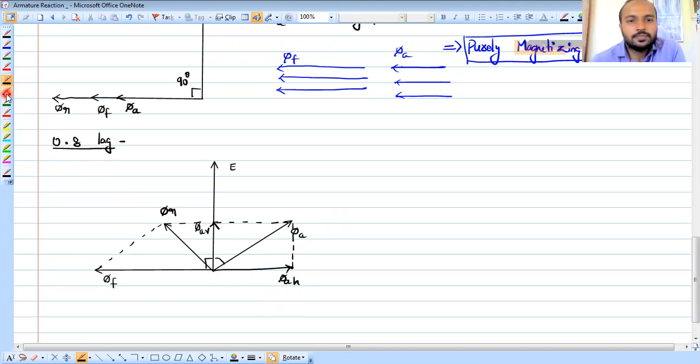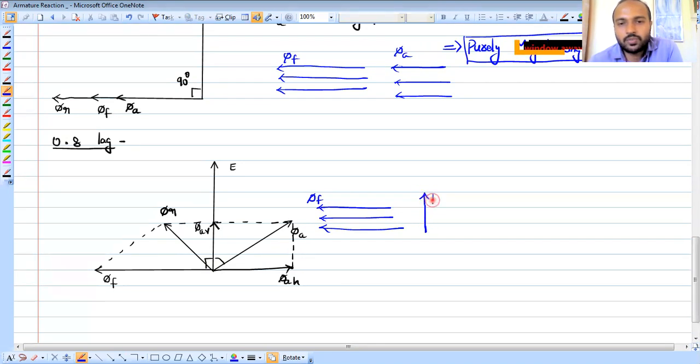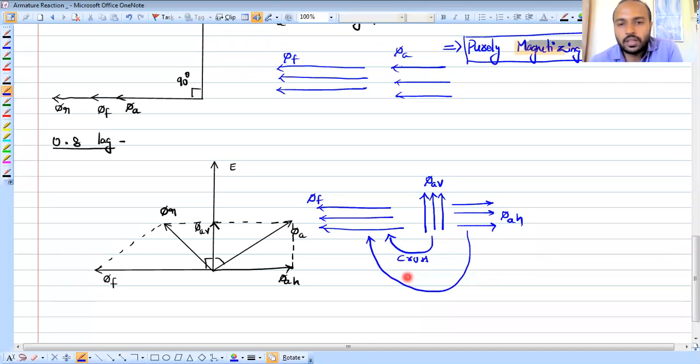So here, our main field is moving in this direction. This is our main field. If you observe the armature, the vertical component is moving in upward direction. This is phi AV, and the horizontal component is moving like this, right? So if you compare these two, here we have a cross magnetization effect, and if you compare these two, here you have a demagnetization effect. Why? Because those two are moving in opposite direction.